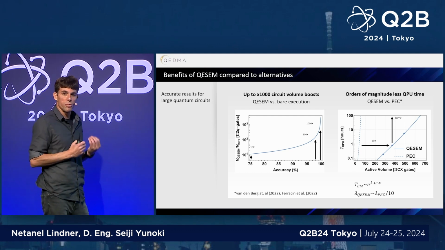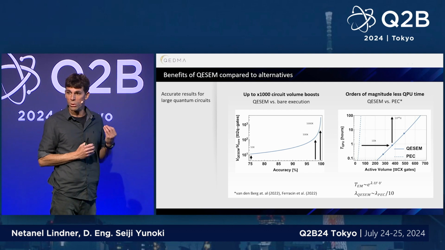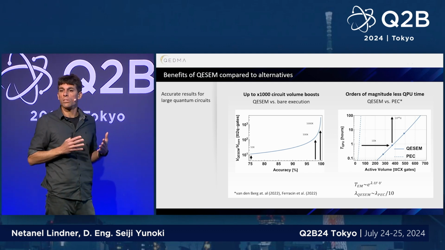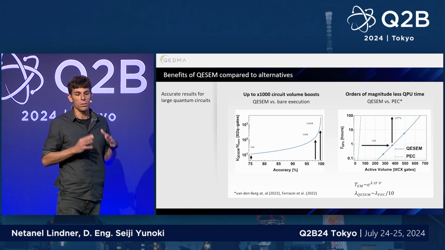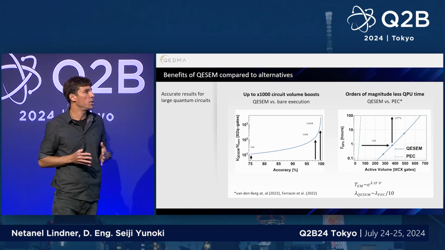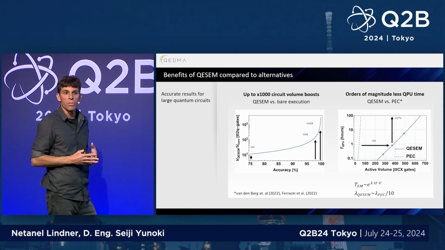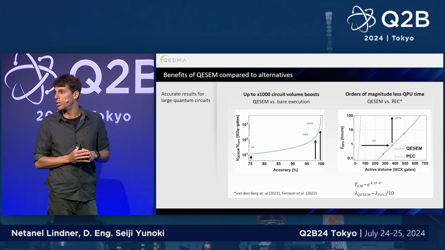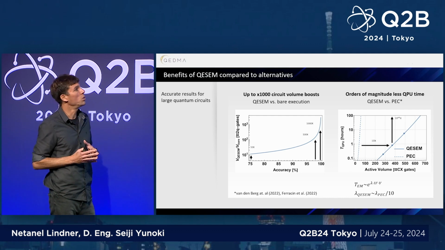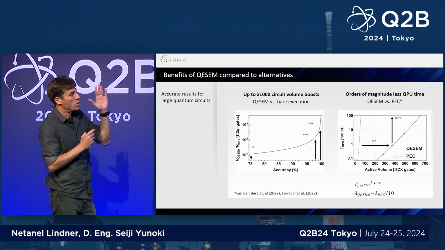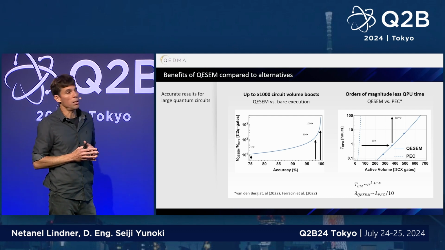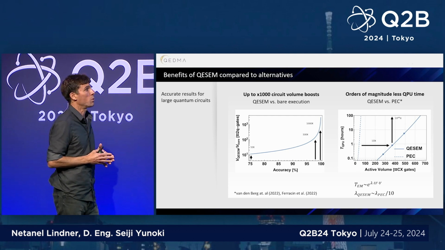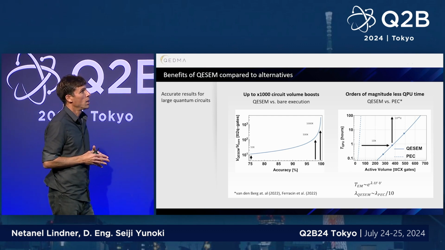So you first set the accuracy level you want to obtain when you execute your program, and then you can ask, what is the largest volume of a quantum circuit I can run on a device as is without error mitigation? And what is the volume of a circuit I can run together with QESEM and obtain that accuracy level? If you take the ratios of these volumes, you get the circuit volume boost, which, for high accuracies, can reach a boost of 1,000 or even more. High accuracies are, for example, required for chemical applications.